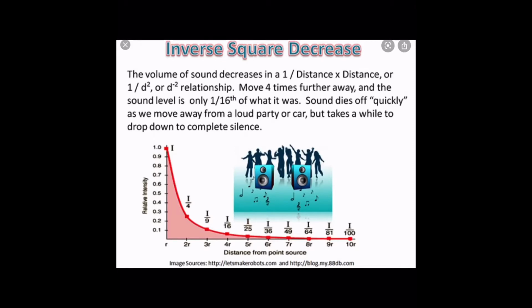So here's one example. I'm not going to read through the whole thing, but it's about the volume of sound decreasing as you step away from the music. This would be the relationship between your distance from the source and the intensity of the music. As you step away, the volume of sound is exponentially decreasing. You barely hear it anymore.